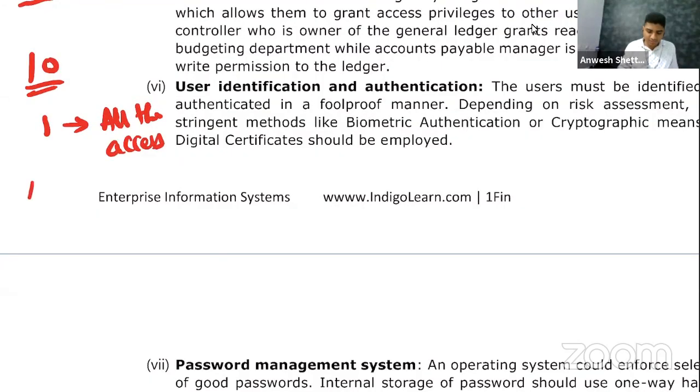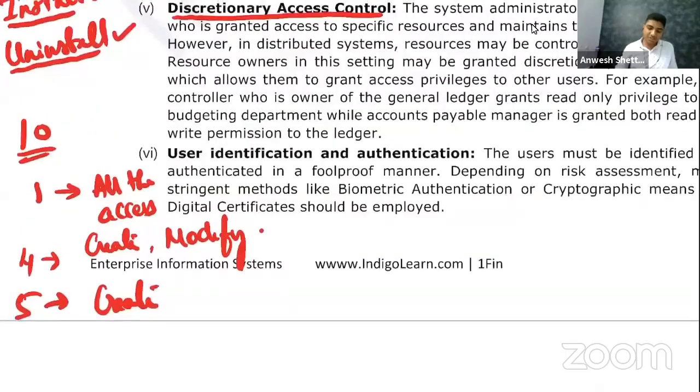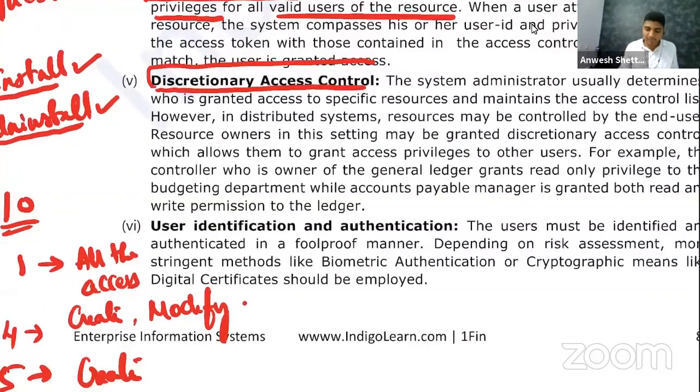Maybe you can say the rest four people can create, can modify, but they cannot delete. You may say that the remaining 5 can only create and they can't even modify. Now, this is something called discretionary access control. Whenever I say discretionary access control, you mean that there is one person sitting in the IT department who is giving these access rights, and this keeps on changing.